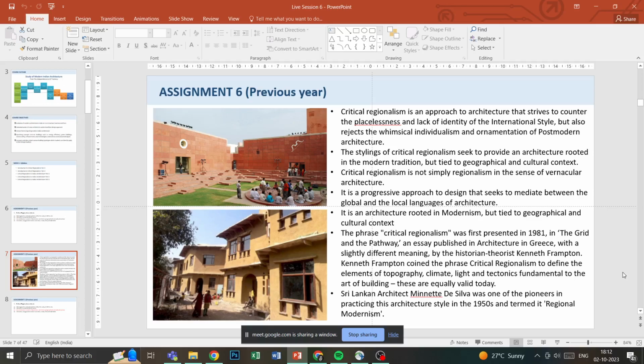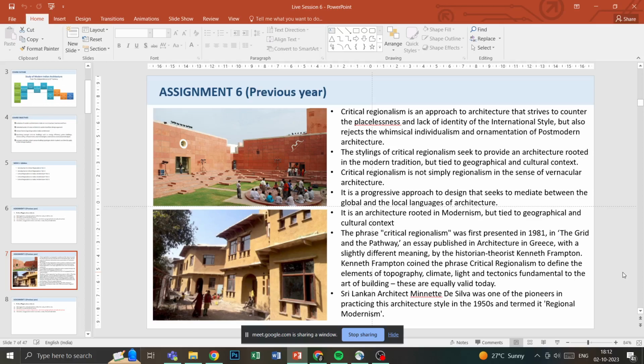So what critical regionalism does is that it is a new approach to architecture. It happened as a new approach which strived to counter the placelessness and lack of identity of the international style. And they also rejected the whimsical individualism and ornamentation of postmodern architecture.